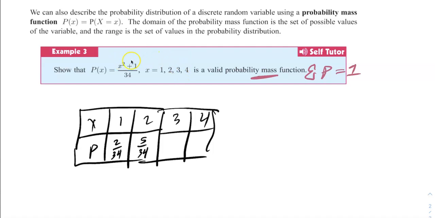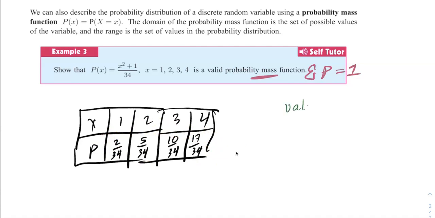Substitute in 3. 3 squared plus 1 is 9, plus 1 is 10 over 34. And substitute in 4. Plug in 4, I get 16 plus 1 is 17 over 34. So those are my probabilities of this thing here. Now I want to know if it's a valid probability. So if it's a valid one, when I have the probabilities, it equals 1. That's why I didn't reduce it, because I knew they were all going to have the same denominator.